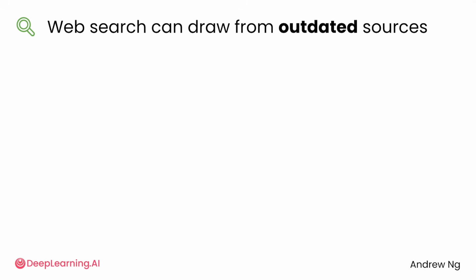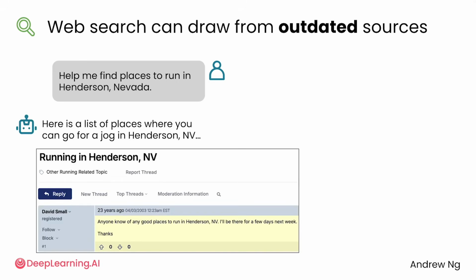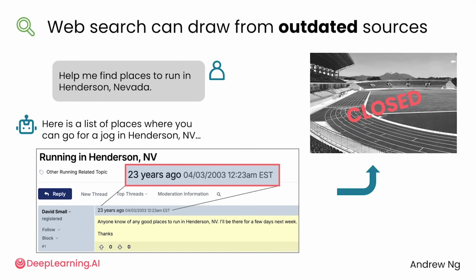Another limitation of web search is that sometimes web pages can be outdated. That can lead the AI model to also not provide the most current information. A friend asked AI recently, "help me find places to run in Henderson, Nevada." This is a location-specific niche query, and so this triggers web search, and it found this list of places to go for a jog. But it turns out that unfortunately, this pulled from a web page from more than 2 decades ago. And unfortunately, the location suggested was a school that, unlike decades ago, is no longer open to the public to go running in.